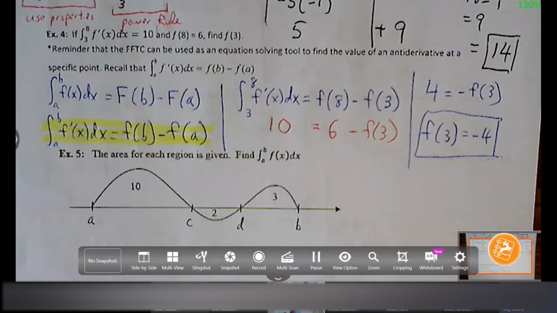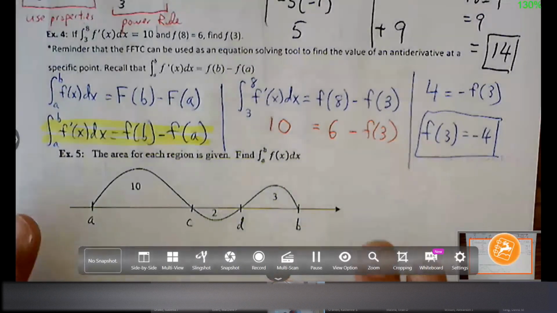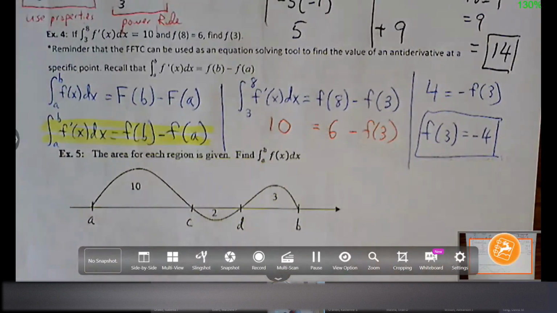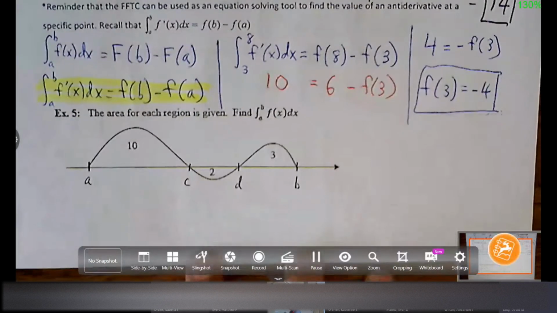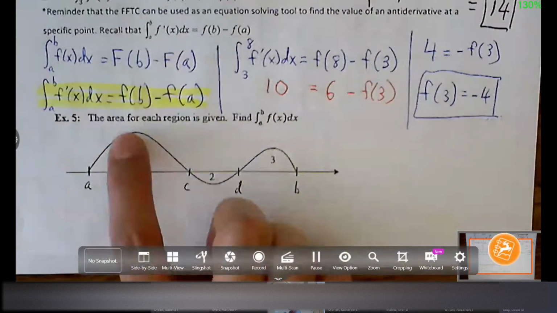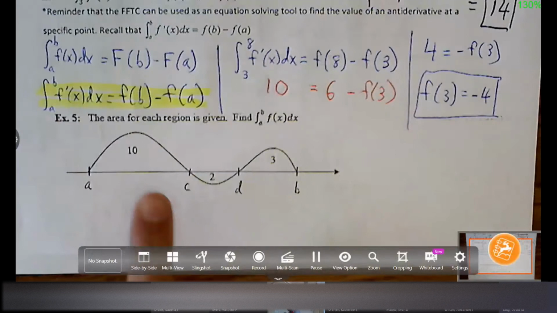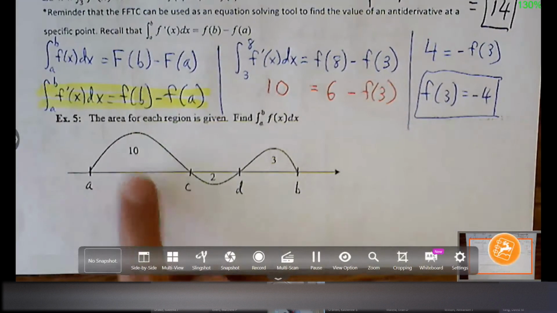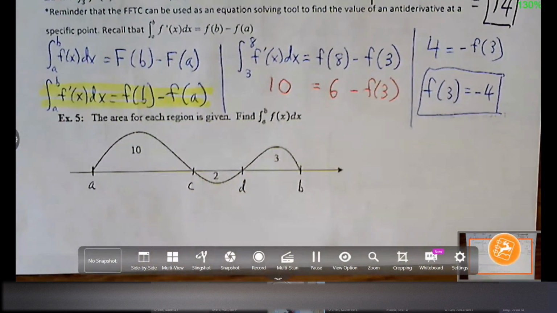All right, any questions with 4? Everybody good? All right, let's go down to number 5. Number 5 says the area of each region is given: area of 10, area of 2, area of 3. Find the definite integral. The only thing we have to do is add these numbers up, which is pretty easy.